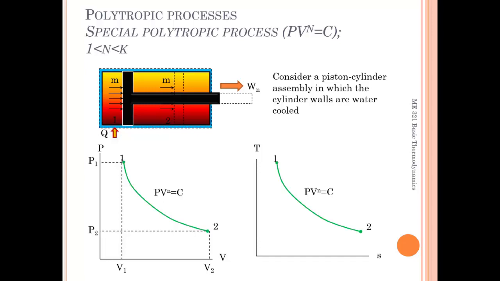As a final note, if we reverse the process, that is, if we have a polytropic heat rejection process with compression, the shapes of the PV and TS diagrams are going to be the same, except that the positions of states 1 and 2 in the graphs will change.